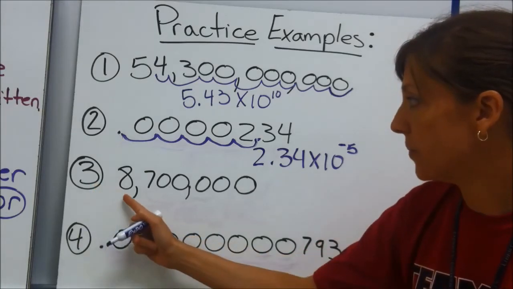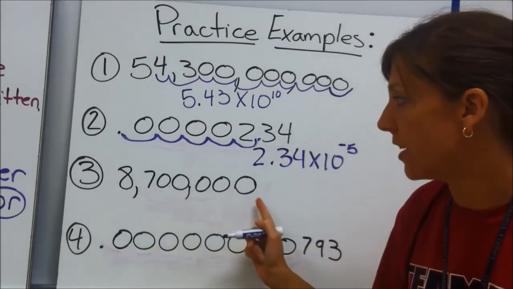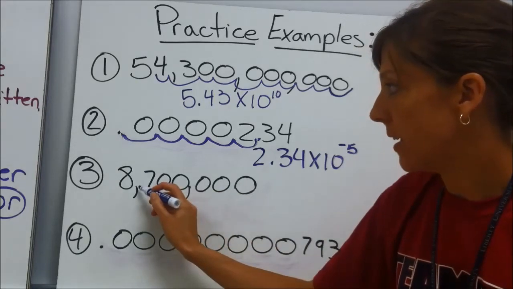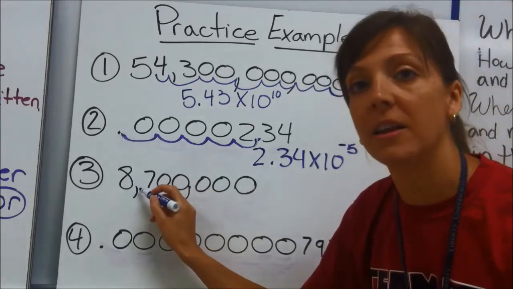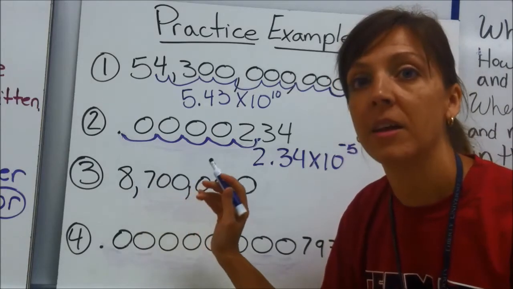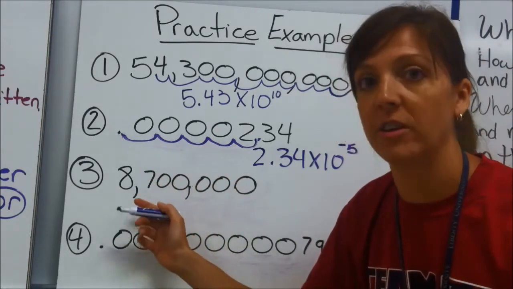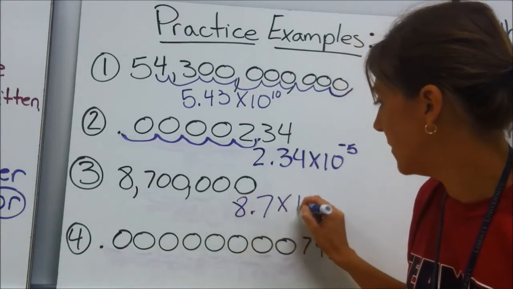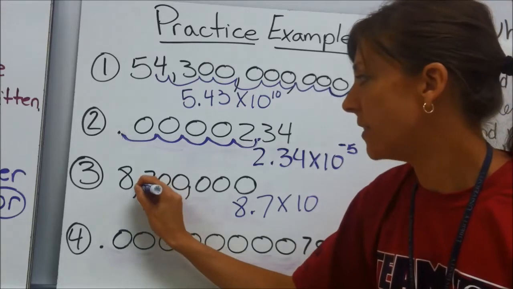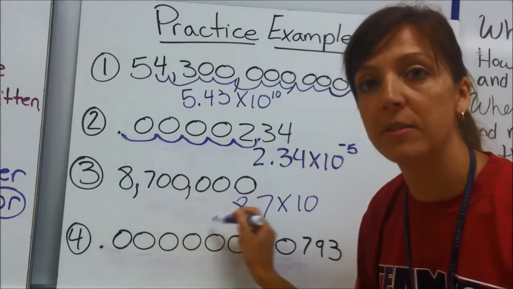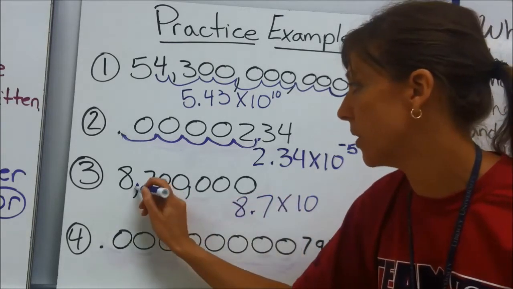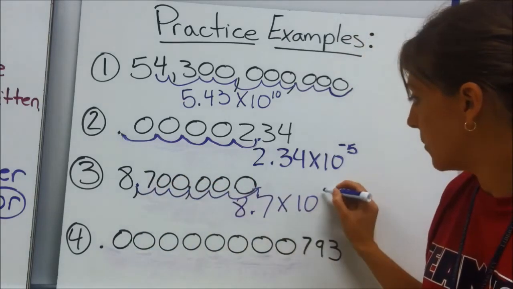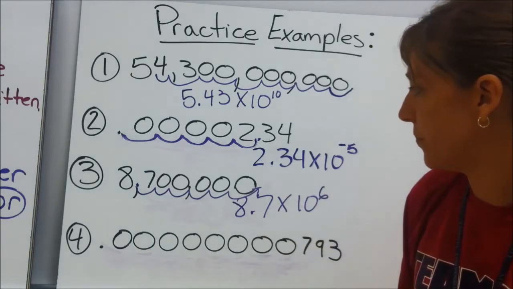Number 3, 8,700,000. Let me write this in scientific notation by putting a decimal behind one non-zero digit. So I'm going to put it behind the 8, 8.7, times 10. So if I had the decimal right here, how many places would I have to move it to get back to the original number? 1, 2, 3, 4, 5, 6. 6 places, so times 10 to the 6th power.